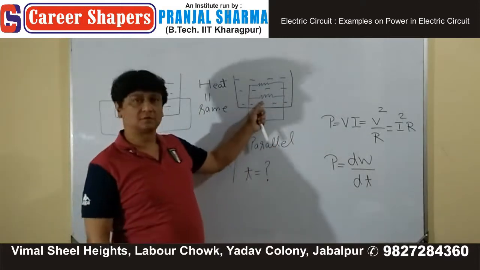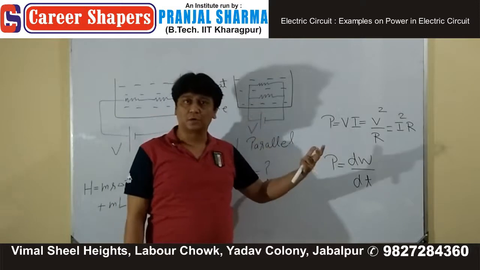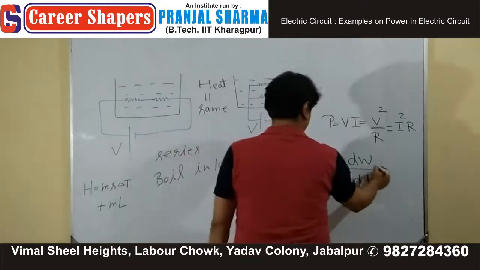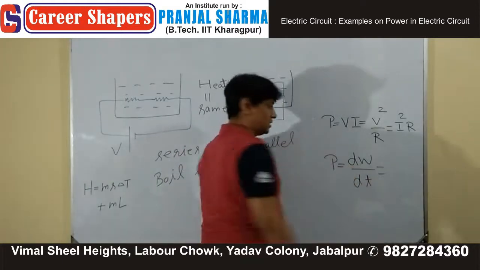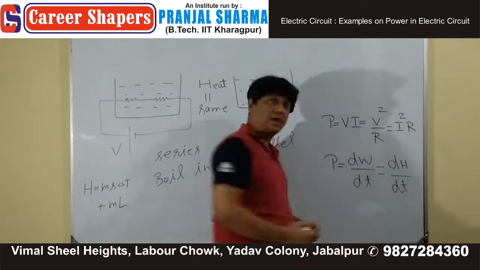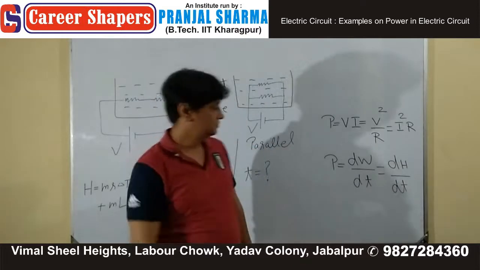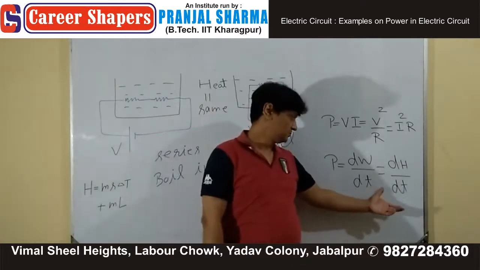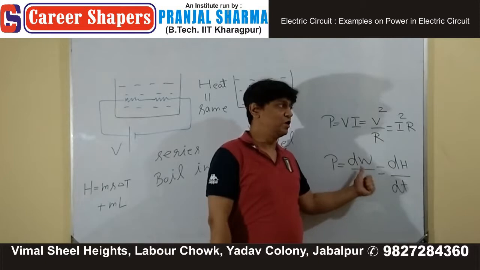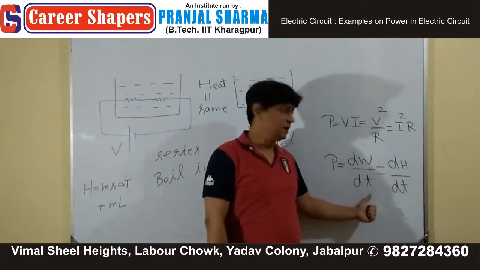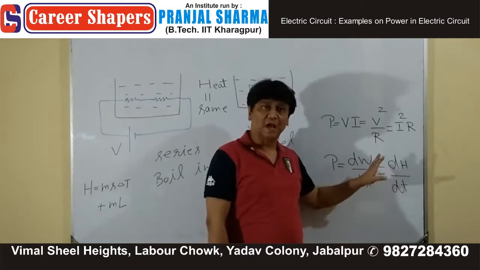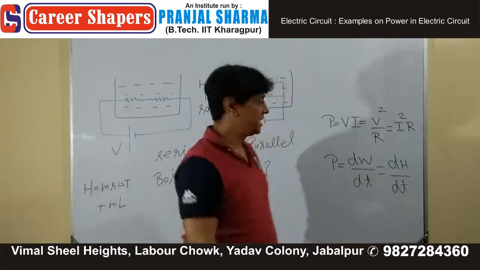But resistors, they cannot store work in the form of potential energy, and therefore whatever work is being done is converted in the form of heat, and therefore for heaters, for bulbs, you can say that the power which is rate of doing work dW by dt is same as rate of heat generation. Write down this statement first.